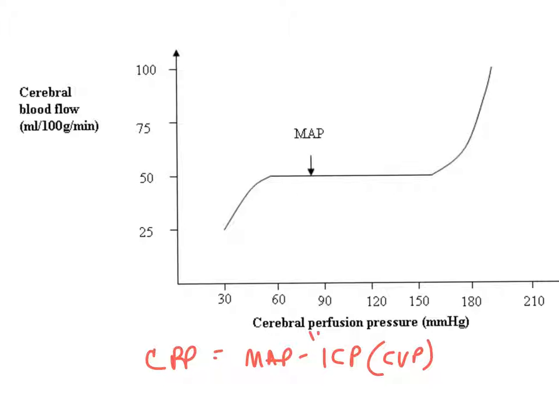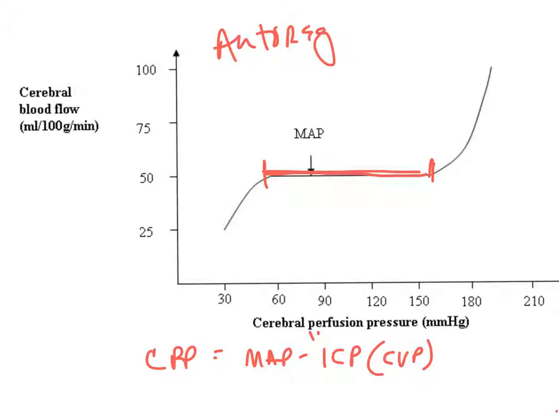In normal brains, despite this changing environment, cerebral blood flow remains constant over a wide range of cerebral perfusion pressures. This is known as autoregulation, and can be seen in the graph as this plateau portion here.